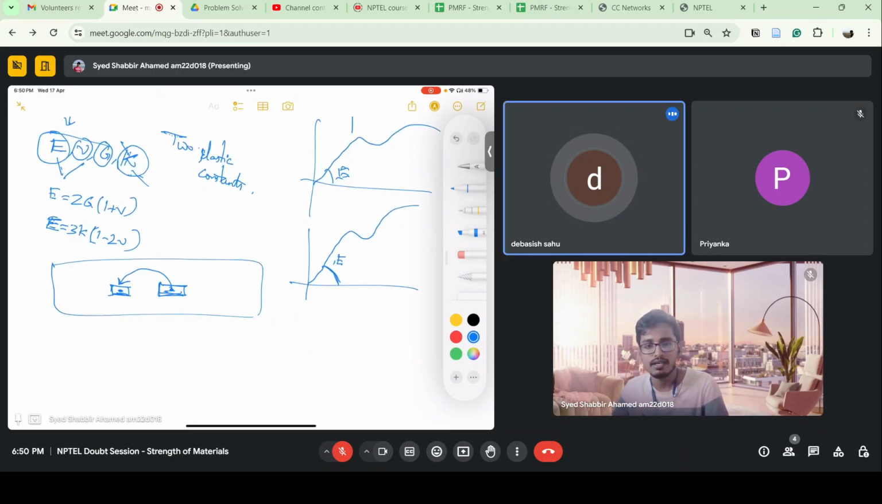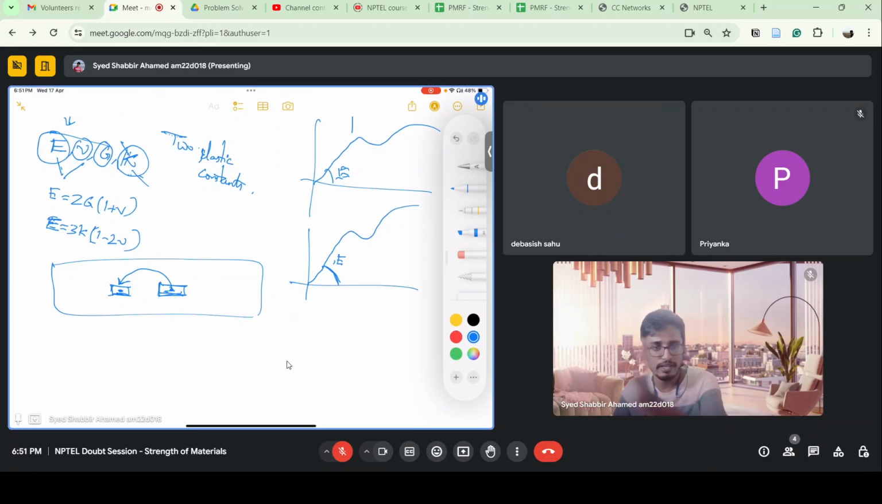Sir, generally homogeneous means the constituents or the mixture of the element are everywhere same. Yeah, like you have a concrete beam, everywhere the same concrete is present. Like say if you have a steel and aluminum beam, it's not homogeneous.